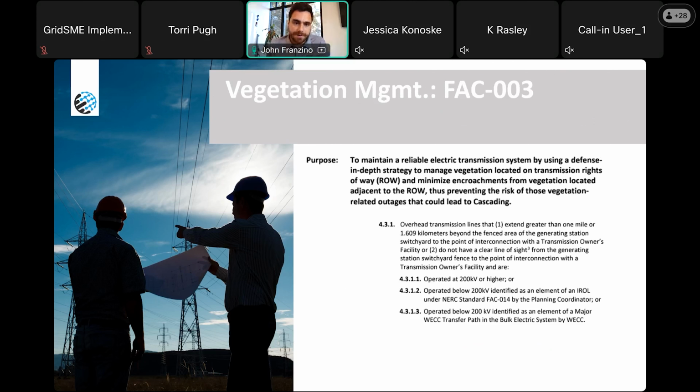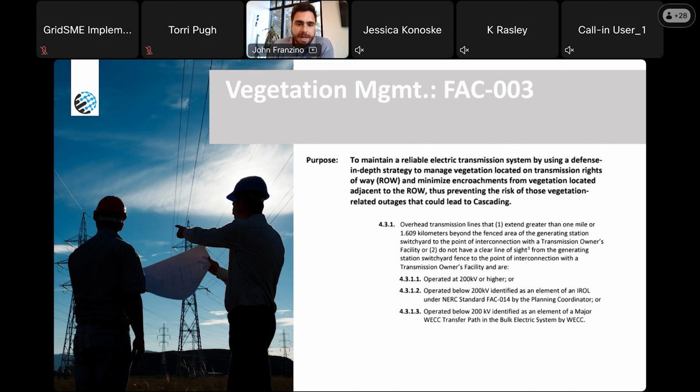All right, fact 3, vegetation management. So this is one of those standards that, while applicable to generator owners overall, in this 4.3.1 applicability section you'll see that there is a specific criteria that a generator owner needs to meet in order for this standard to be applicable to them. In simple terms, if you have a gen tie that doesn't have clear line of sight and it's greater than 1 mile, and it's 200 kV or higher, then that ropes you into needing a vegetation management program.